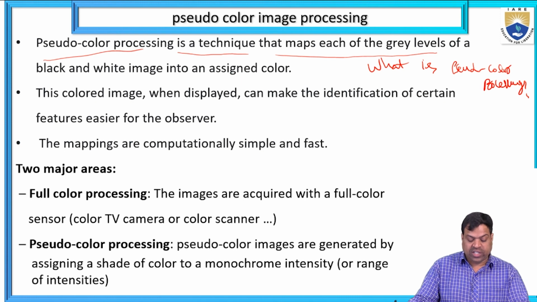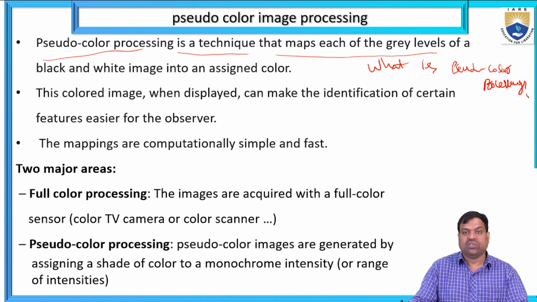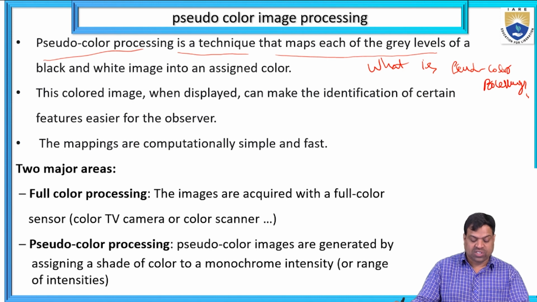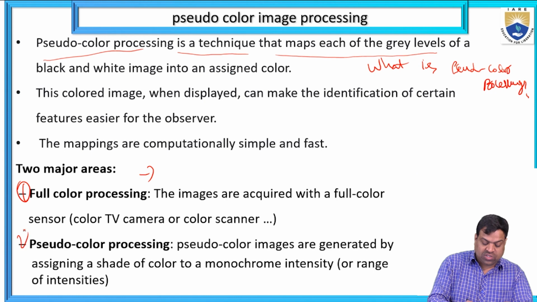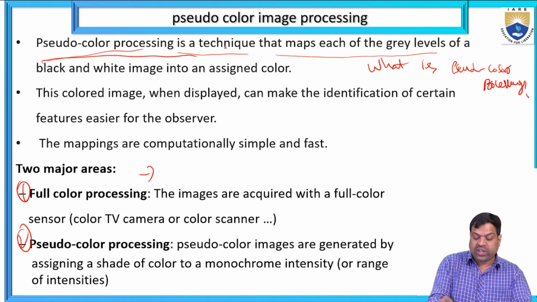So what are the two major areas? Full color processing and pseudo color processing. So what is pseudo color? It is a technique that maps each gray level of a black and white image into an assigned color. This color image, when displayed, makes the identification of certain features easier for the observer, and the mappings are computationally simple and fast. Today we are discussing pseudo color image processing.